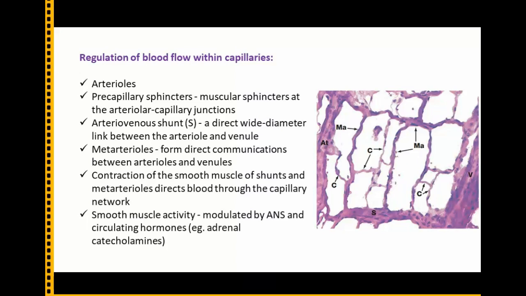This smooth muscle action in the precapillary sphincters and meta-arterioles is regulated by the autonomic nervous system and circulating hormones. So, there are these 4 structures which regulate the blood flow within a capillary network.